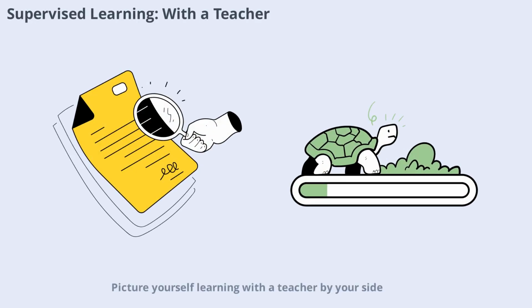Picture yourself learning with a teacher by your side. This is what supervised learning is all about. Imagine a teacher showing a student flashcards, each with a picture of an animal like a cat or a dog. The teacher clearly says the name of each animal and the student listens and learns. In machine learning, this means the data comes with labels. Each example is paired with the correct answer so the machine knows exactly what it's looking at. This process is like having a guide who helps you understand what each piece of information means.